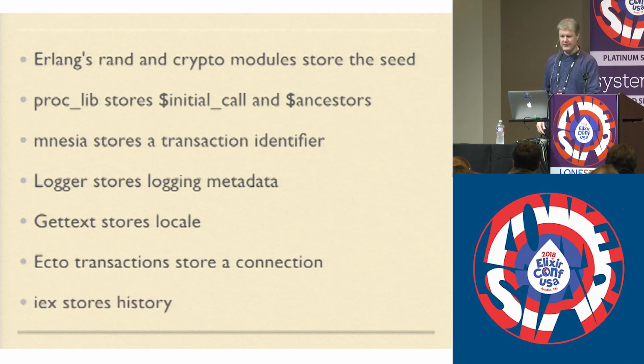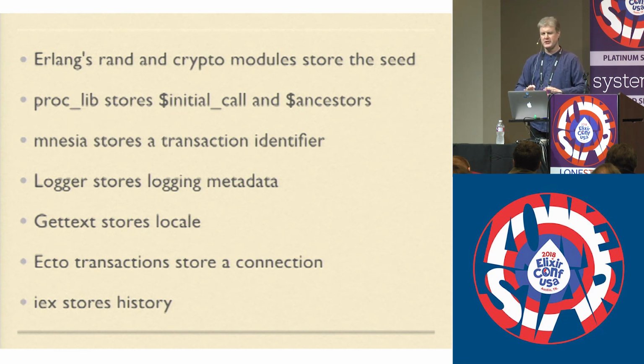And as I was looking at this, even IEx stores history in there. I don't know how this interacts with the OTP 20 history stuff. That may be obsolete now. I'm not sure. But I just saw that it was there while I was poking around, trying to look at process dictionaries. I probably could have found more if I had really looked, but these were the major things that stood out.